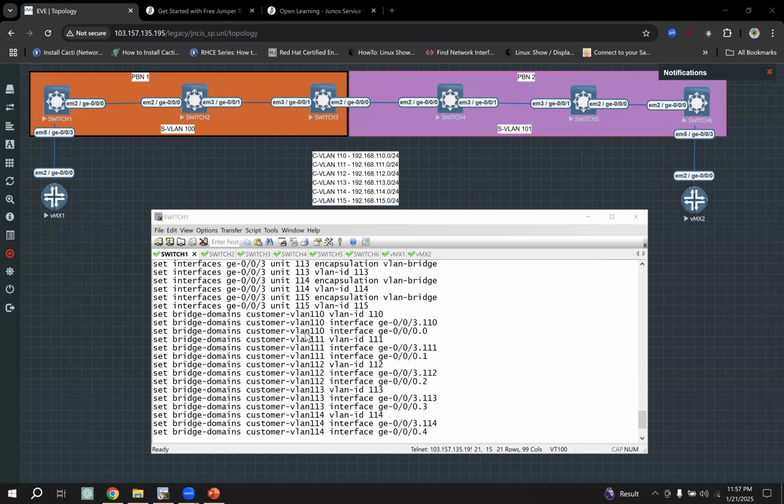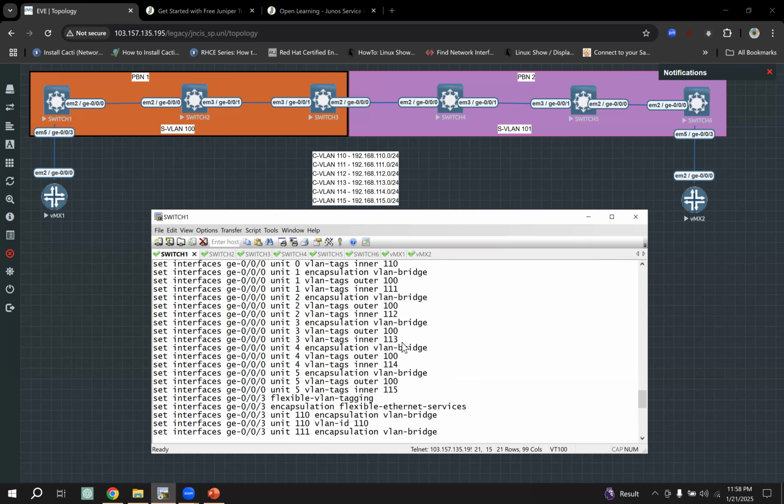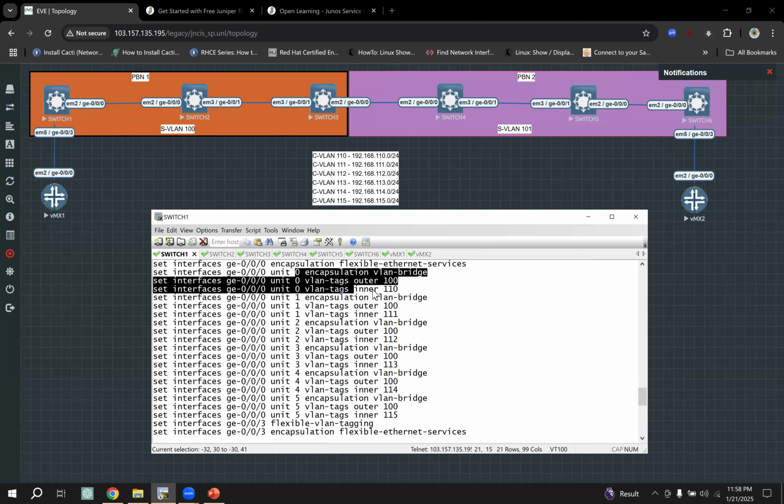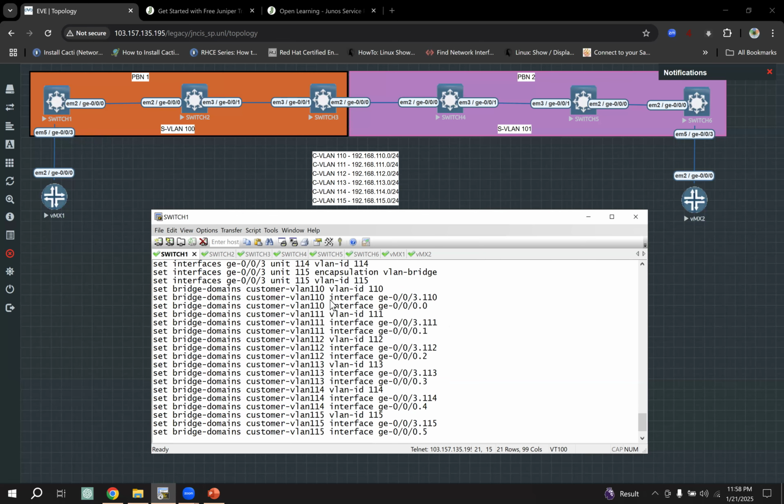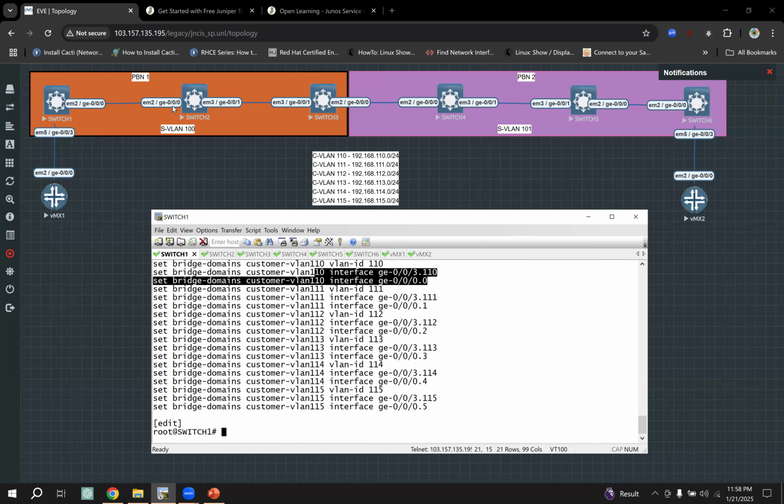Here basically we are doing 3 steps. Number 1, creating the VLAN. Number 2, creating multiple units in the incoming interface and the outgoing interface, also mapping the VLAN, inner VLAN and outer VLAN. And finally, adding those sub interfaces in the bridge domain. So this is the configuration of Switch 1.